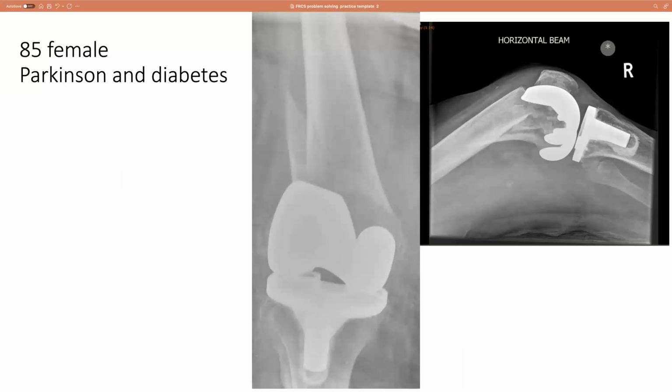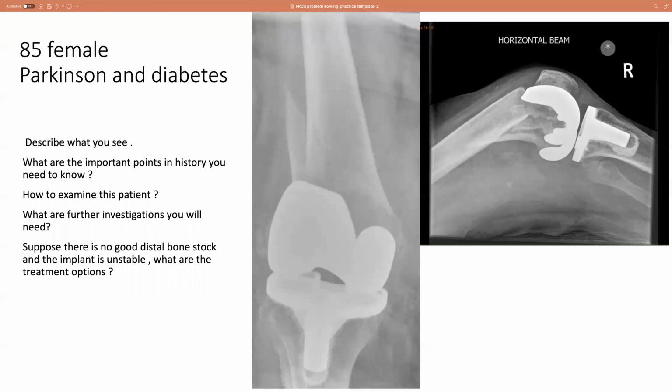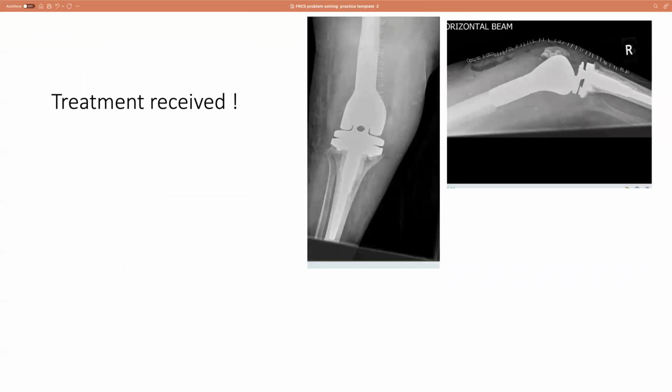85 years old lady. She had a Parkinson and diabetes. Describe what you see. What are the important points in history you need to know? How to examine this patient? What are further investigation you will need? Suppose there is no good distal bone stock and the implant is unstable. What are the treatment options? That is the treatment received. Distal femoral replacement.